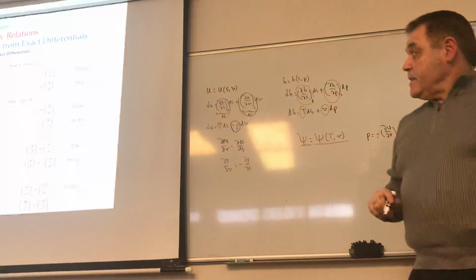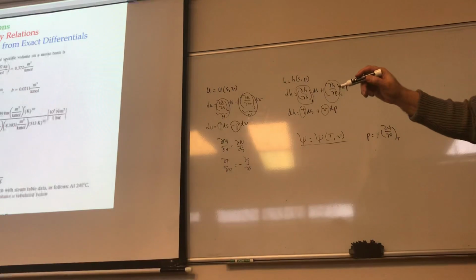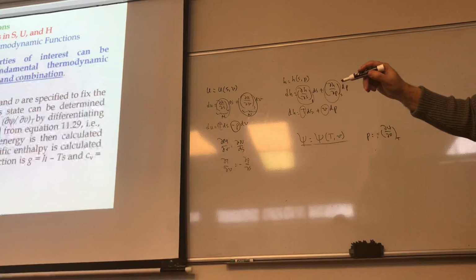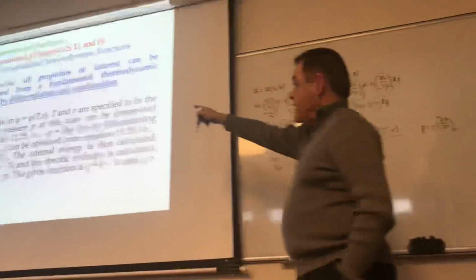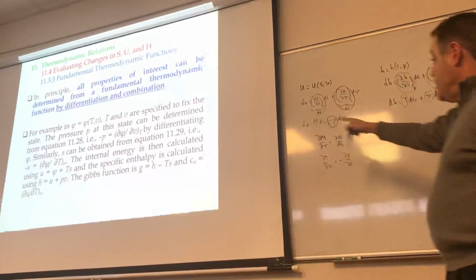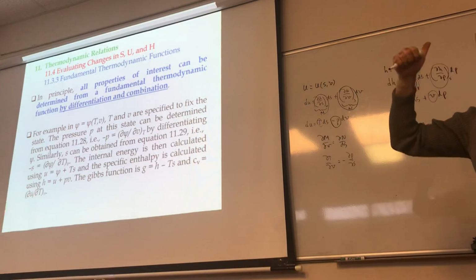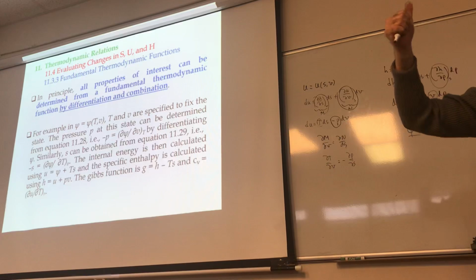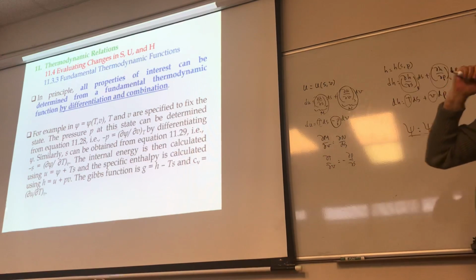Okay, that's equation 11.28 that I mentioned earlier. Once you find this, the pressure at this state can be determined from that equation. In other words, P is equal to negative d psi over dV. That means at this point, how much do I know? I know psi, I know T, V, and P. I just calculated P. Then what do I do?